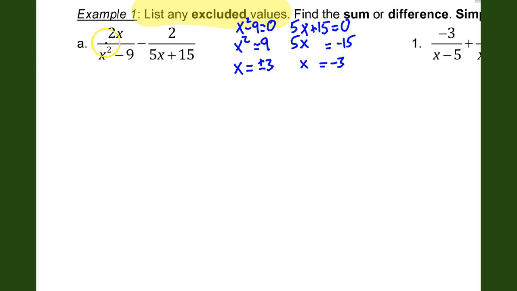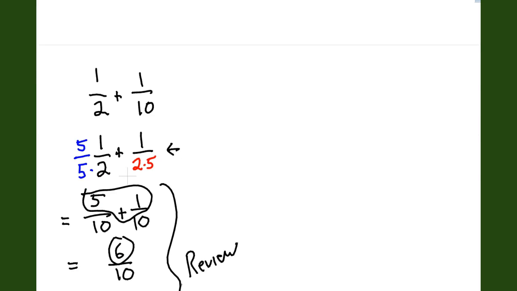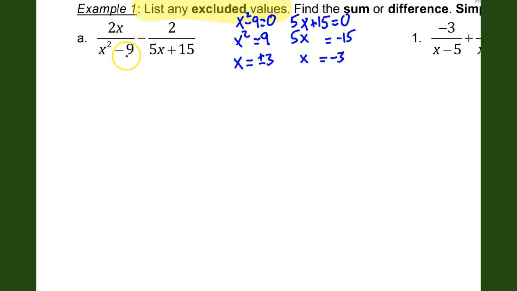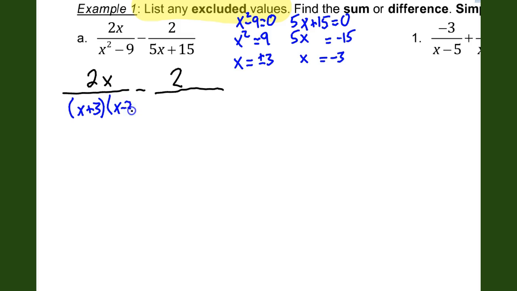So if you're ever not sure where to start, you go back to this. The first thing we did was factor the bottom. So let's do that first. Factor the denominators. So what does x squared minus 9 factor to, and what does 5x plus 15 factor to? All right, so just go ahead and write those down. Ignoring the numerators for now, not doing anything there. So we have x plus 3, x minus 3. And over here we have 5 times x plus 3.